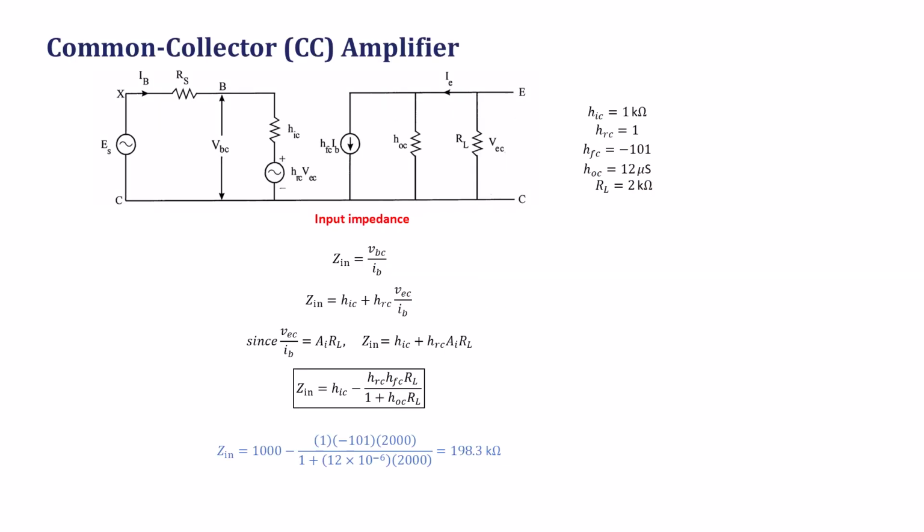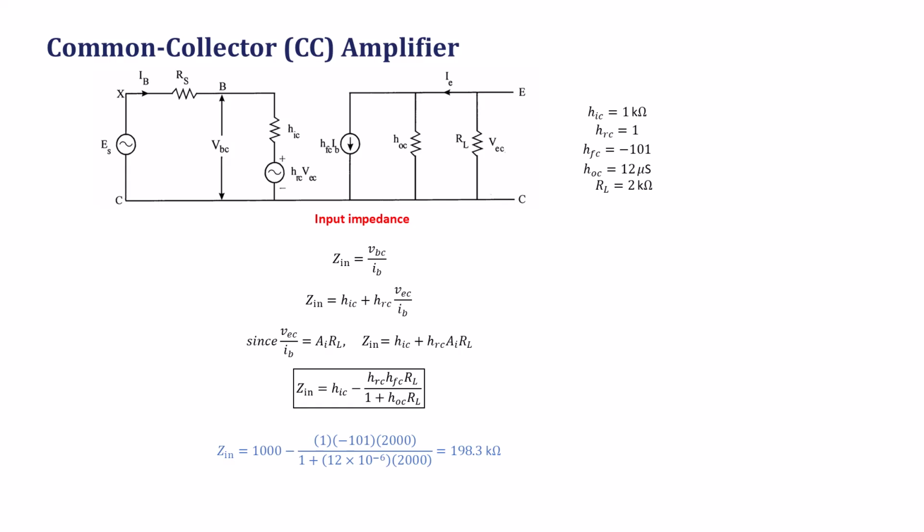Next, input impedance. By definition, Zin equals VBC over IB. From our earlier equation, VBC over IB equals HIC plus HRC times VEC over IB. And since VEC over IB equals AI times RL, we can write Zin as HIC plus HRC times AI times RL. Substituting our expression for AI and simplifying gives the boxed result.